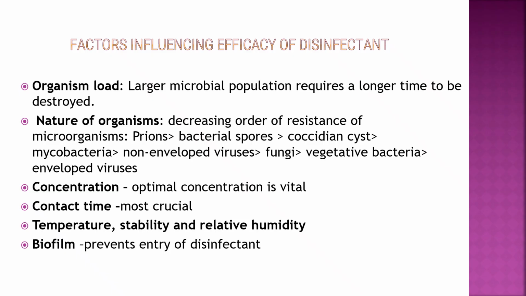Factors influencing the efficacy of the disinfectant. So it is organism load, nature of the organism. For example, prions or bacterial spores are highly resistant compared to other microorganisms like mycobacteria, viruses, fungi or vegetative bacteria. Then concentration. So optimal concentration is required. Then contact time, temperature, stability, relative humidity, biofilm formation which prevents entry of disinfectant. So these are all the factors.